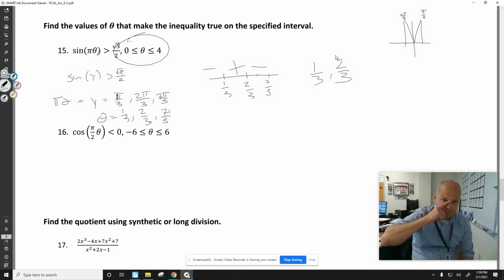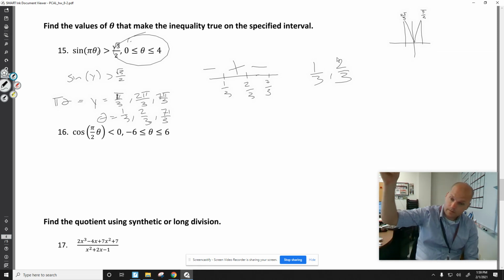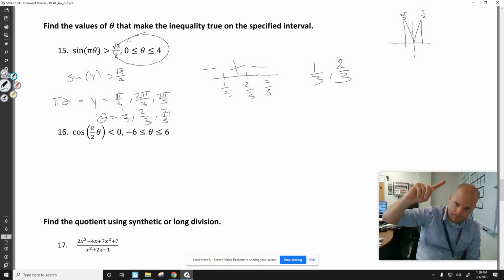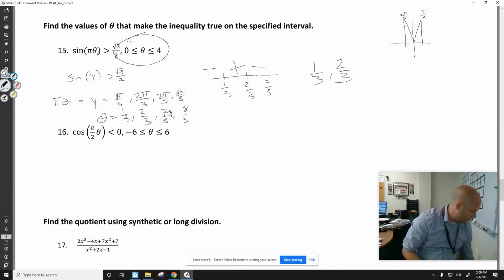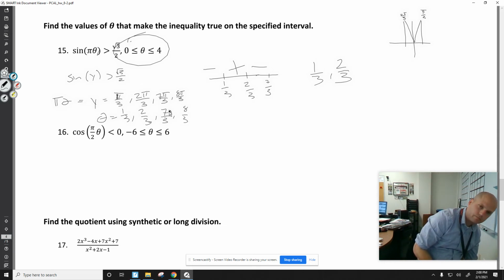Keep going. 2 pi/3, add 6 pi/3. That's 8 pi/3. So that's the same angle location, but it's a different angle. Divide by pi, you get 8/3. That, my friends, is also in your interval.